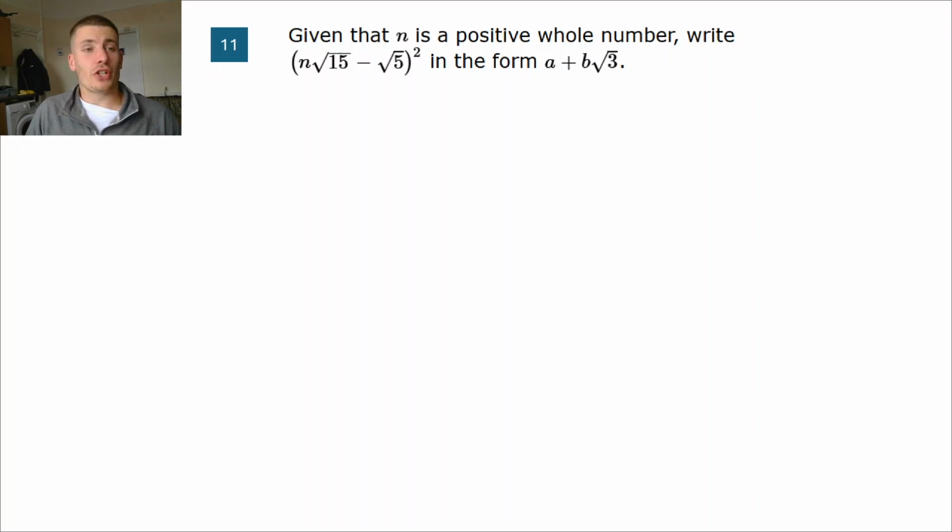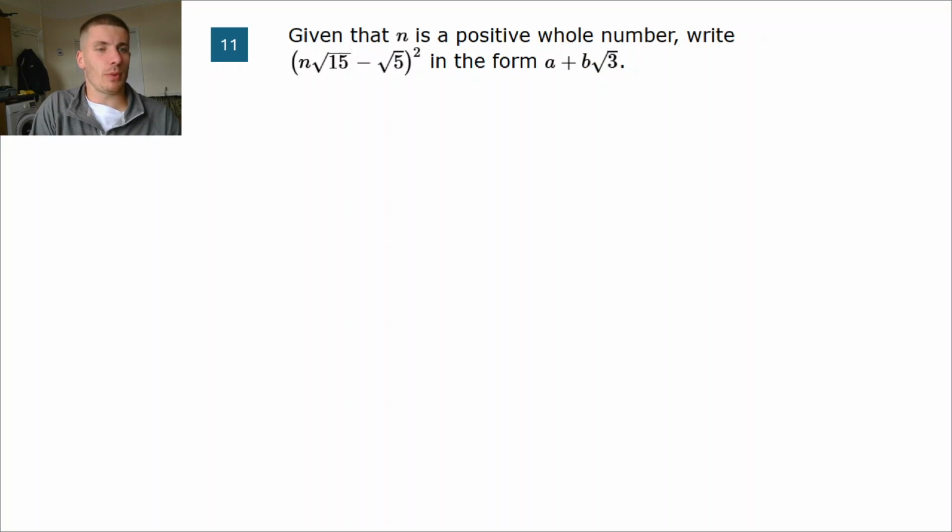Okay, continuing on now with question 11 and 12 from exercise 2B on the intermediate questions. Question 11 says, given that n is a positive whole number, write n root 15 take away root 5, all squared, in the form a plus b root 3. And it looks to me like this is just a case of expanding the double brackets and then trying to get it into the correct form.